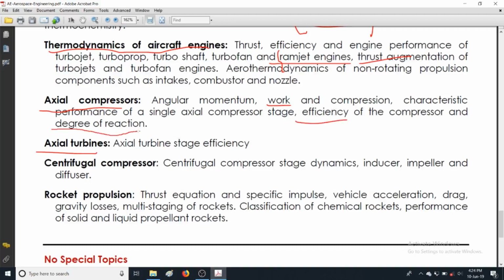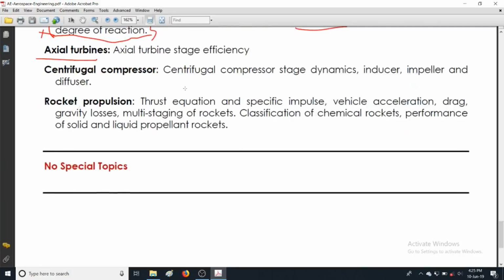We will learn the degree of reaction and how to find it, in both turbine and compressors. This is a very important part. Many questions have been asked from degree of reaction. And then we will go for the centrifugal compressor part.